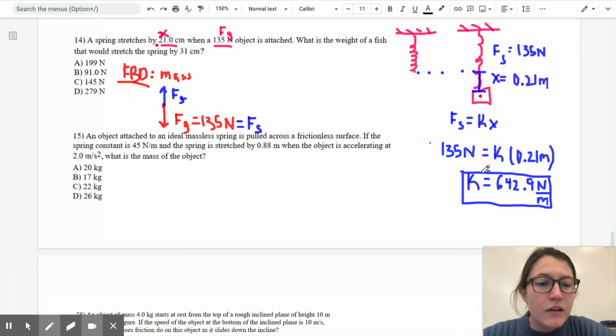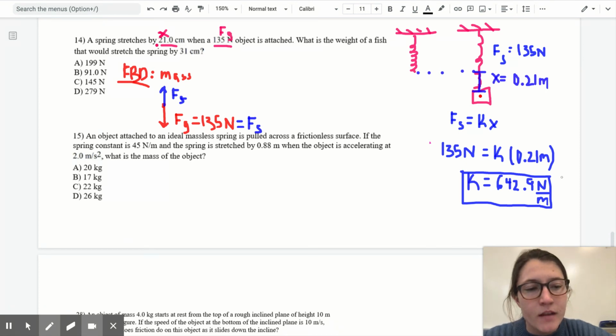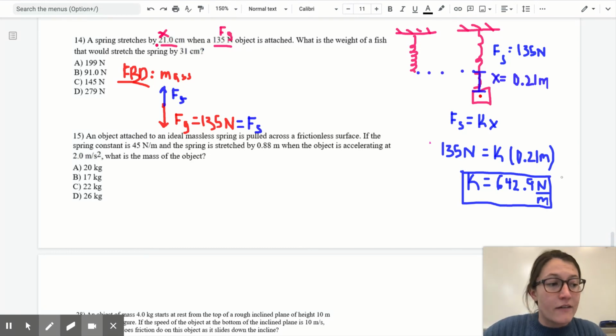Okay, K can vary drastically. It can be anywhere from 10 to, realistically, I've seen 20,000 on an AP exam. So it really does have a big range. It depends on the system, right? A pen spring is going to have a much smaller K value than the spring that we use in a car. So K can vary drastically.